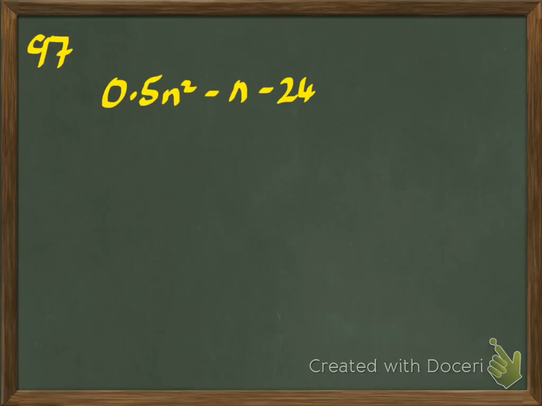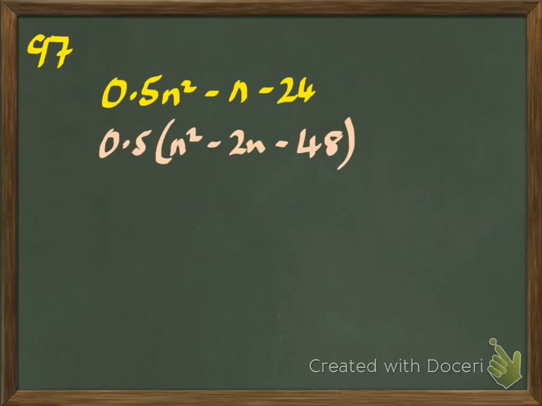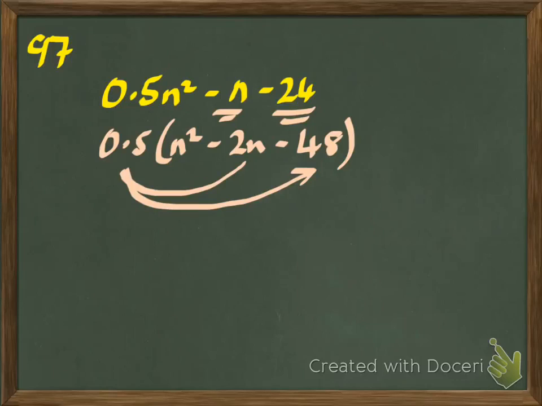Question 97 is a little tricky. So I would like to remove the 0.5 out of that first. So I'm going to divide 0.5 into each of these terms. Now you might say, where did that 48 come from? Well, when I go 0.5 times 48, I get 24. When I go 0.5 times negative 2, I get negative 1n. That's where I get it from.